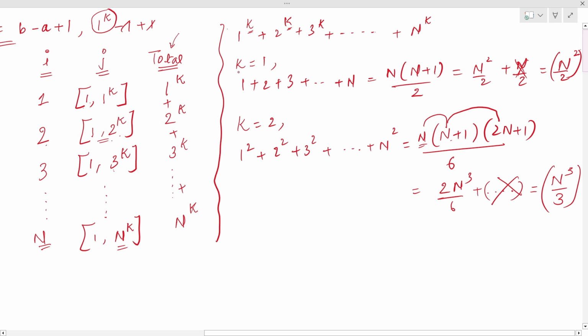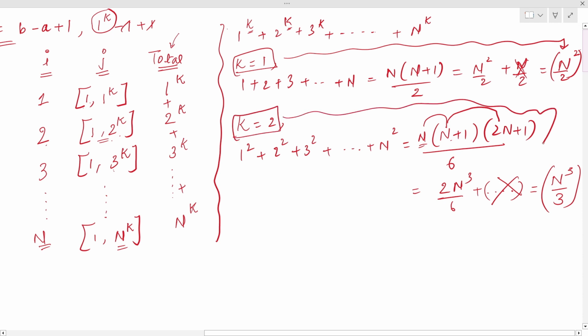So you can clearly see for k equal to 1, your answer is what? n square by 2. And for k equal to 2, what is your answer? n cube by 3. So you can clearly see that for any k value, the answer is n power k plus 1 divided by k plus 1.